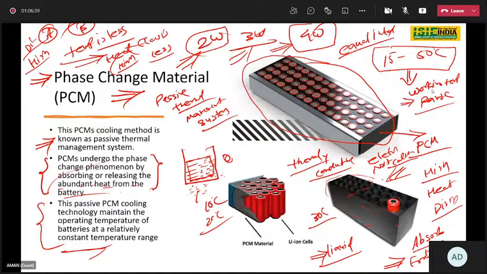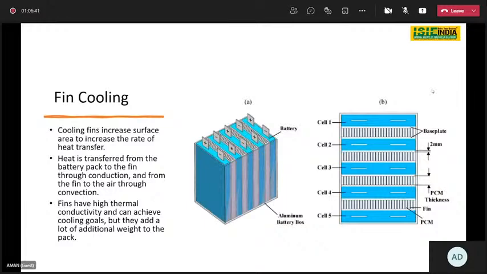Let's move on. This is a very interesting thing called fin cooling. So in this fin cooling, what exactly happens? This is my battery pack, and we have some extended surface.